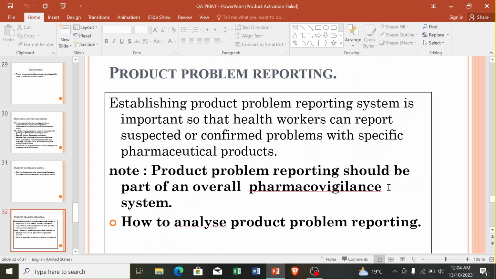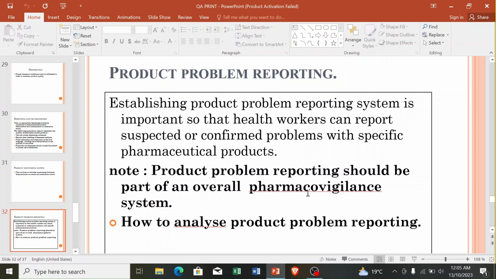So establishing a product problem reporting system is important so that health workers can report suspected or confirmed problems with specific pharmaceutical products. There is something we need to note here. We see that product problem reporting should be part of an overall pharmacovigilance system. I remember speaking about pharmacovigilance as all activities that involve monitoring and reporting of adverse drug reactions.